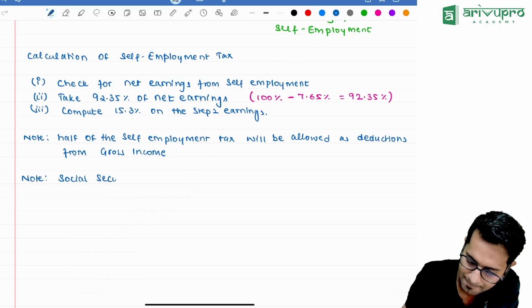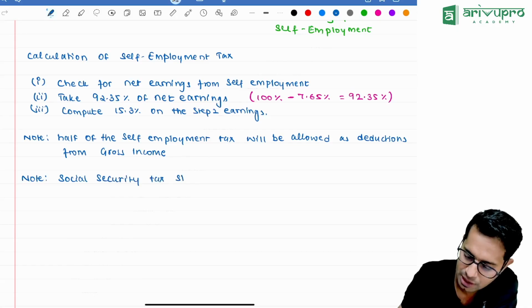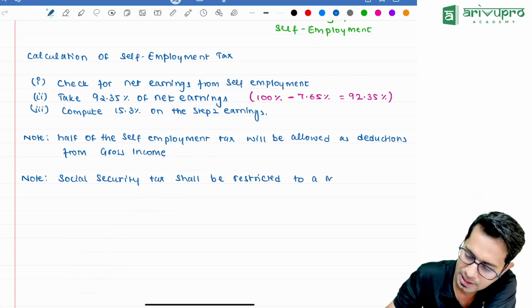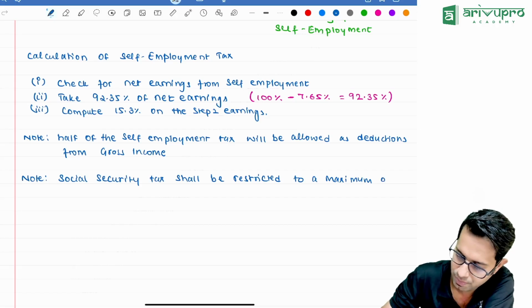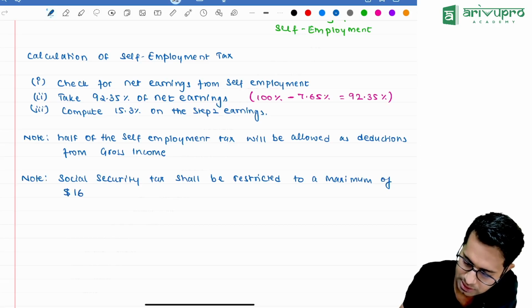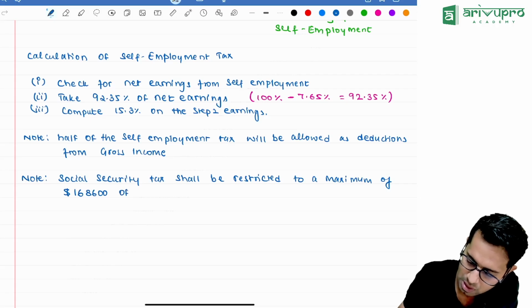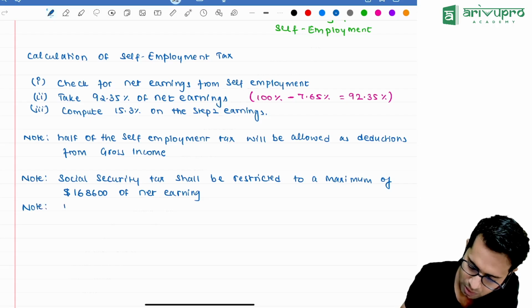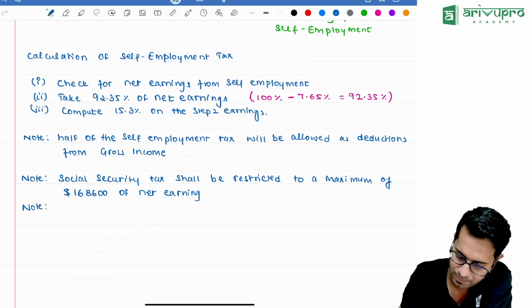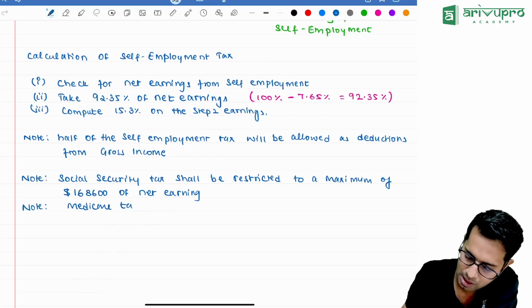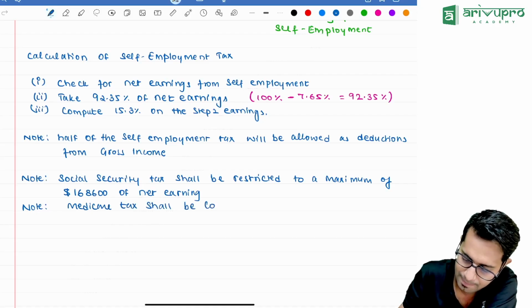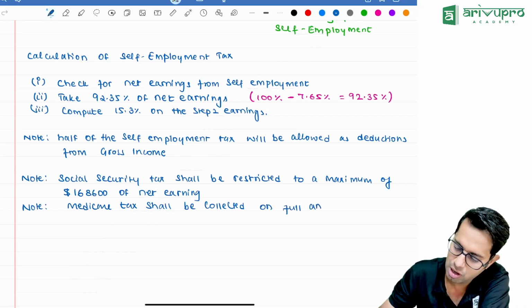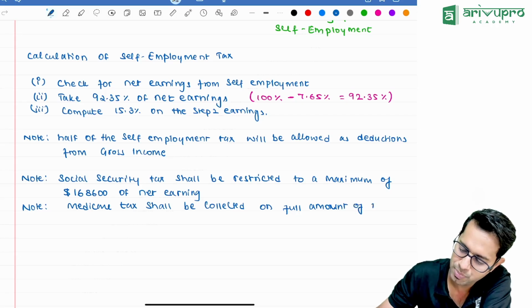Social security tax shall be restricted to a maximum of $168,600 of net earnings. No such restriction on Medicare tax; Medicare tax shall be collected on full amount of net earnings.